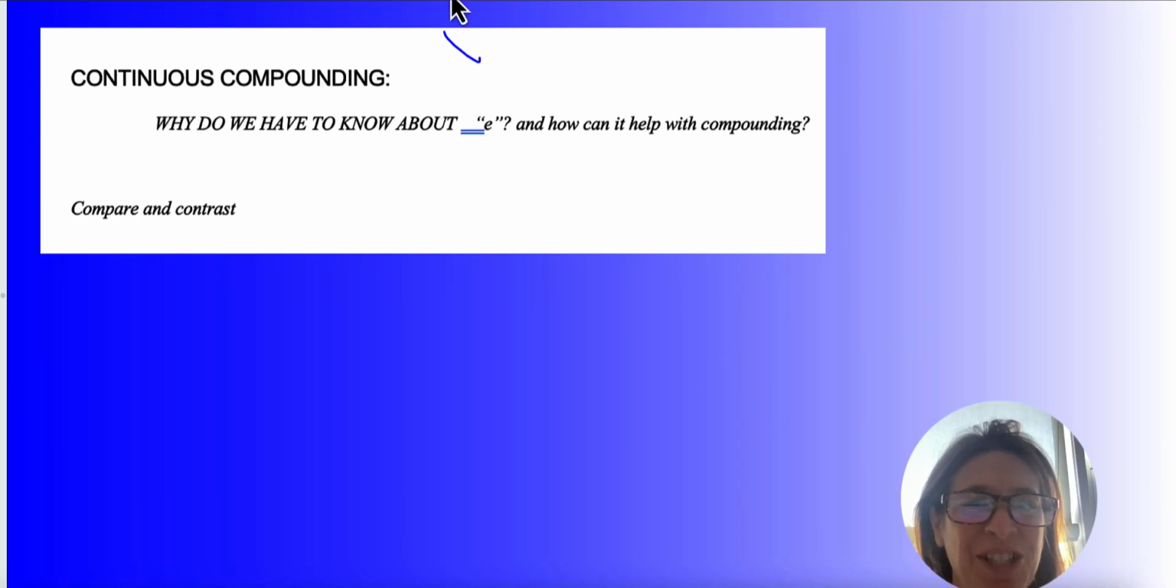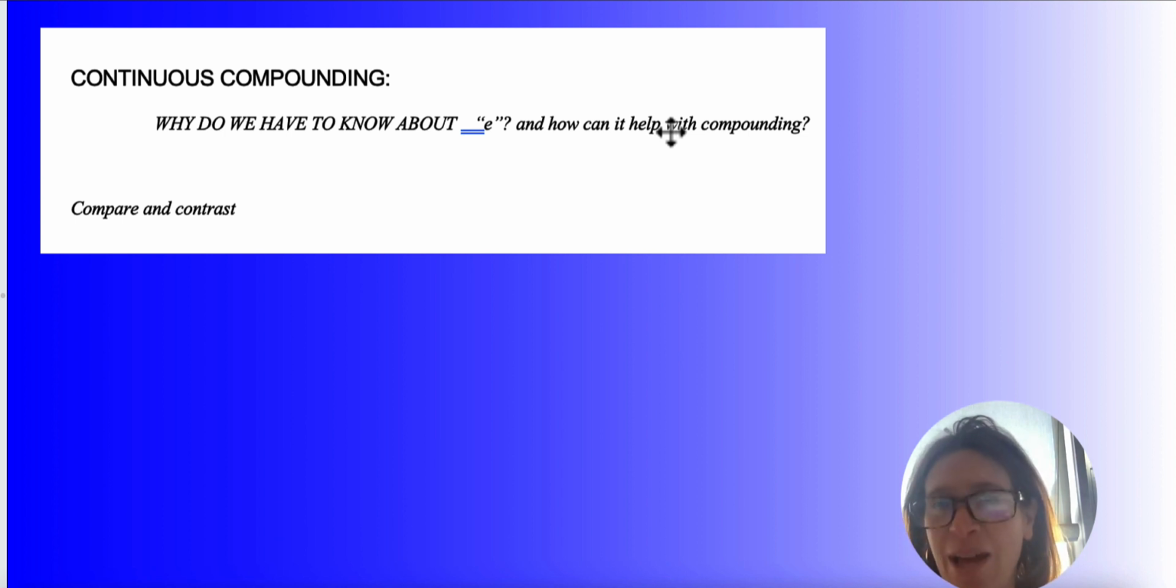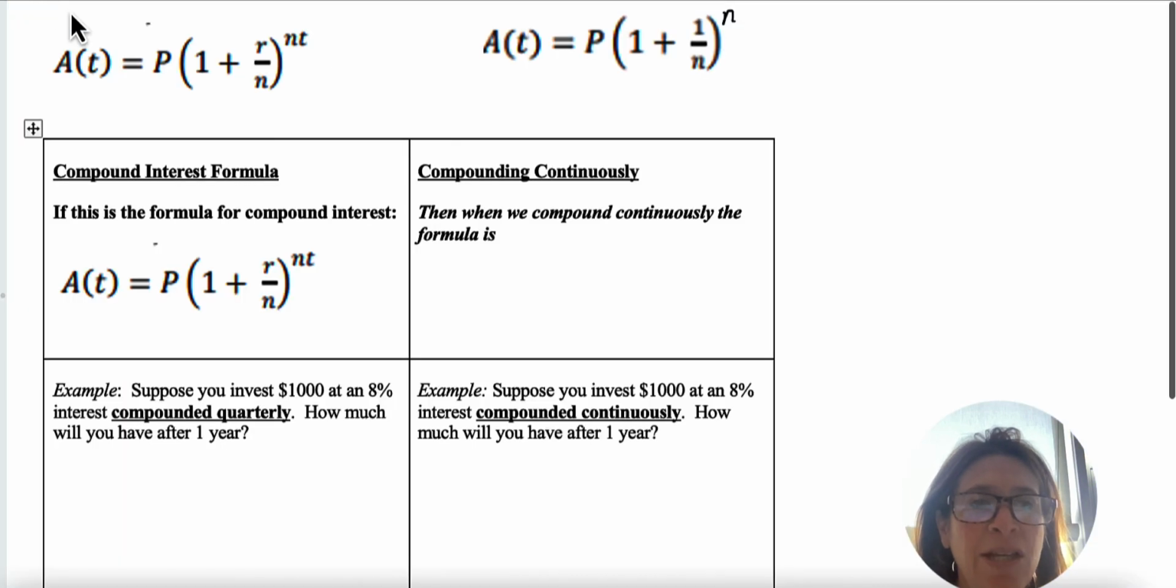And so we just finished up talking about the natural number and compound interest. So now we've got to put this all together. Why do we have to know about e, and how can it help us with compounding? Well, e is a number that we use a lot when we're talking about exponential functions, and we're going to be spending a lot of time talking about it in the next couple of weeks. But with the compound interest formula, I really want us to spend some time comparing and contrasting a couple of things. So this is the compound interest formula on the left, right?